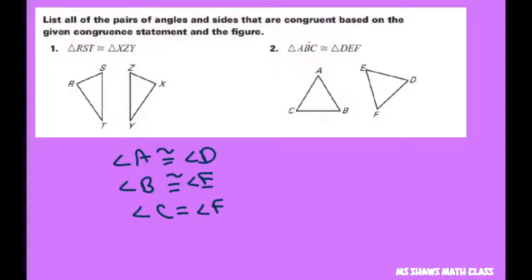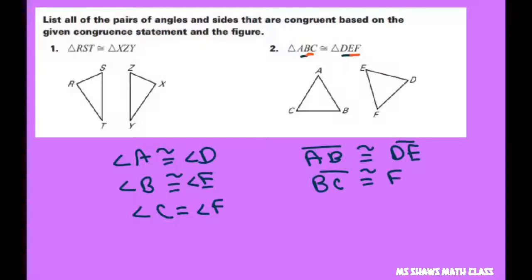Now for the sides, you just go in order. AB goes with DE. So they're congruent. And then we have BC goes with EF. And finally, you have to do AC with DF. So AC is congruent with DF.